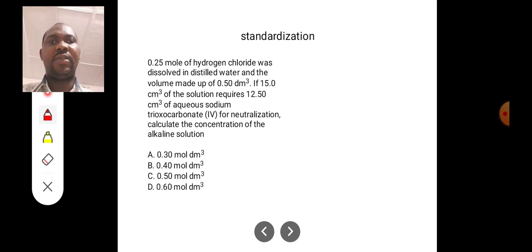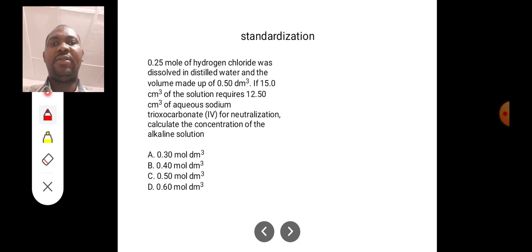So let's see another question here on standardization. It says 0.25 mole of hydrogen chloride was dissolved in distilled water, and the volume was made up to 0.5 dm cube. If 15 cm cube of this solution requires 12.50 cm cube of aqueous sodium carbonate for neutralization, calculate the concentration of the alkaline solution.